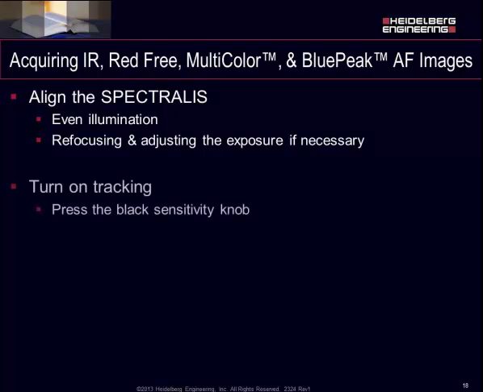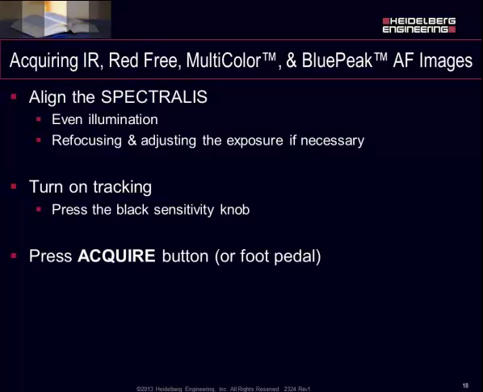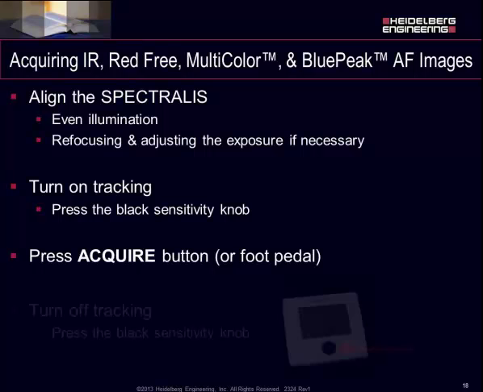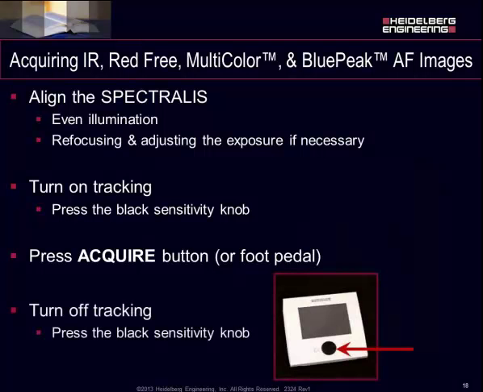The next thing you want to do once you have a nice, beautiful image is turn on the tracking system, or the automatic real-time tracking. By doing that, you're going to just press the black sensitivity knob in on the touch panel. When everything looks nice and you're happy with the image, you're just going to press the acquire button. You can also use the foot pedal connected to the Spectralis. After you've acquired the image, you want to turn off the tracking, and then you can move on to your next set of images.